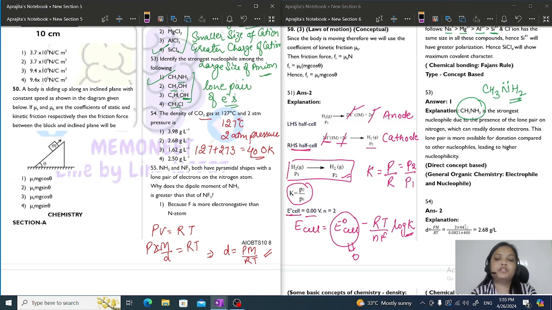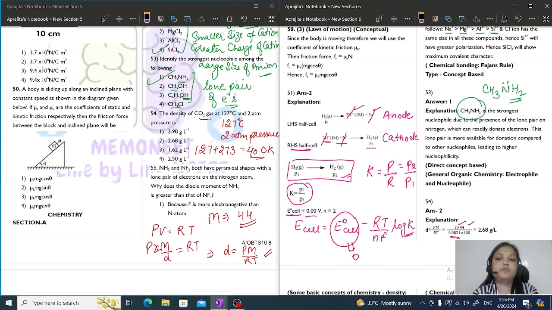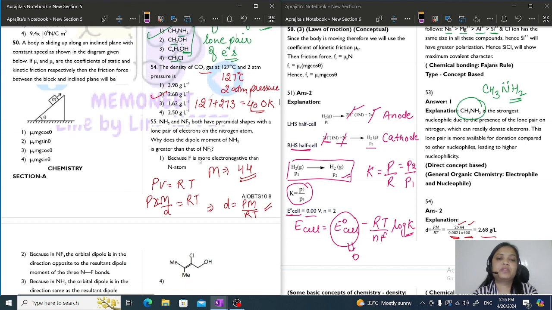Pressure is given, and M is the molar mass of the gas. For carbon dioxide, the molar mass will be 44 gram per mole. Now the value of R we will be taking 0.0821 and temperature is 400. So when we solve it, it comes out to be 2.68 gram per liter. So that is the answer. Here we have applied the gas equation for calculating the density.